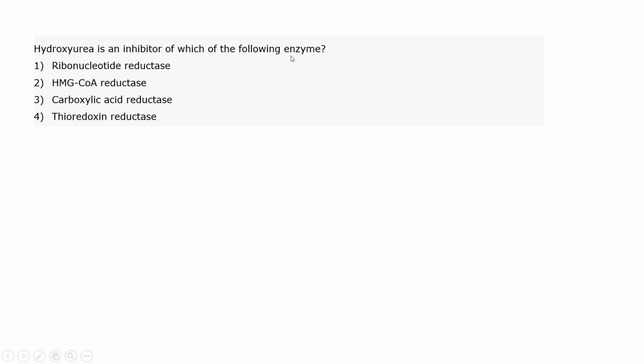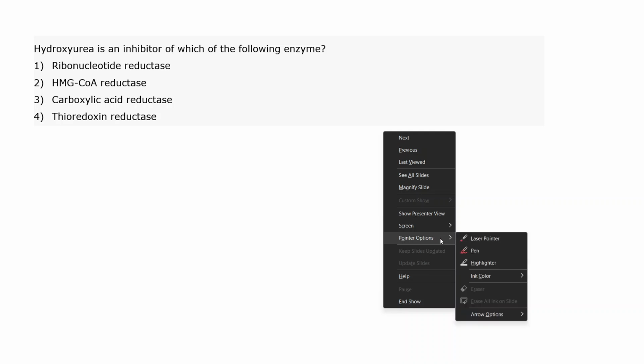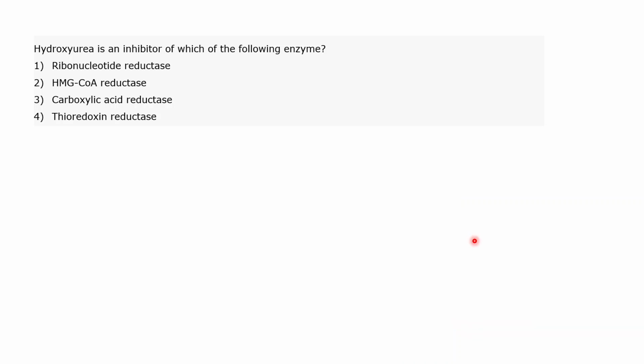Hydroxyurea is an inhibitor of which of the following enzymes? Ribonucleotide reductase, HMG coenzyme A reductase, carboxylic acid reductase, or thioredoxin reductase? Hydroxyurea.